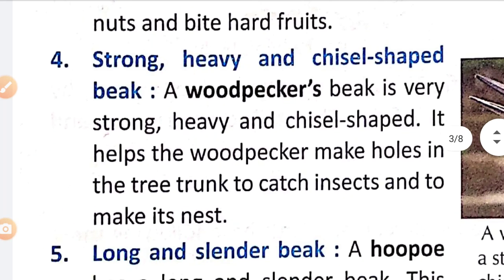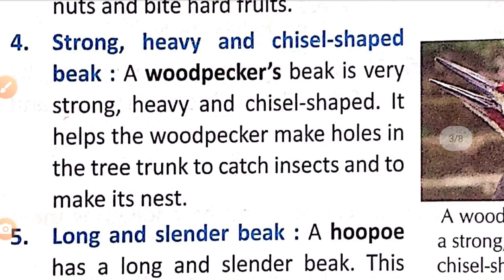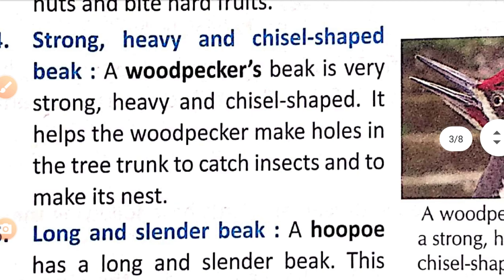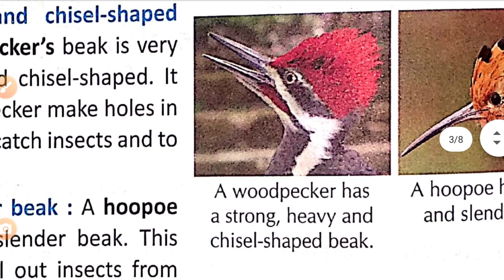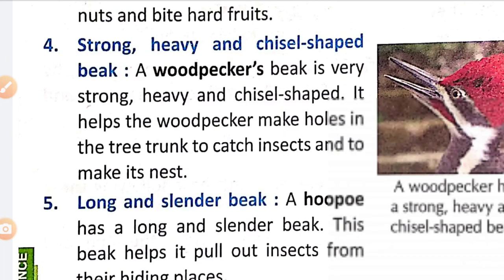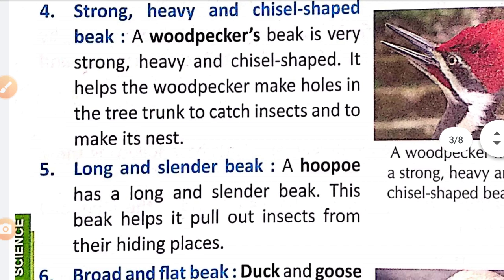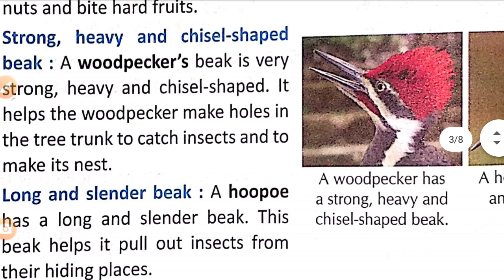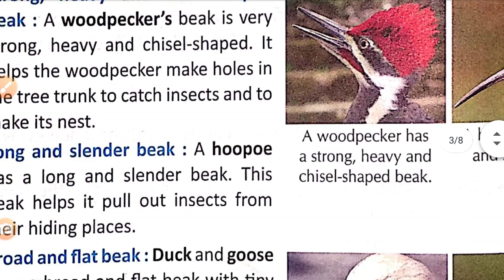Next, the fourth type is the strong, heavy and chisel-shaped beak. A woodpecker's beak is very strong, heavy and chisel-shaped. It helps the woodpecker make holes in the tree trunk to catch insects and to make its nest. Student, we know that this is the woodpecker.